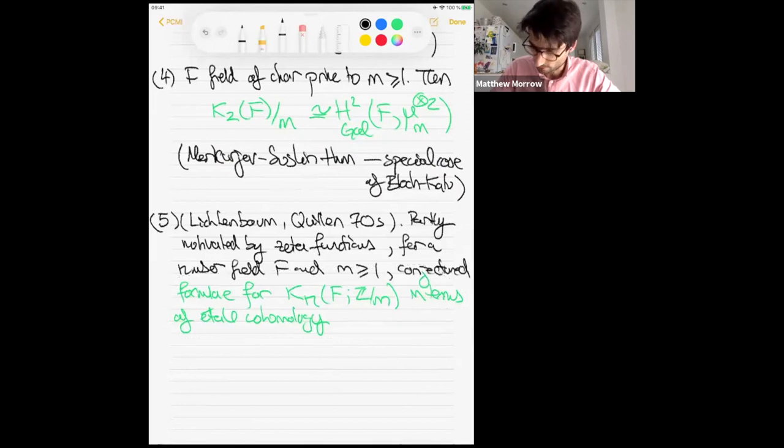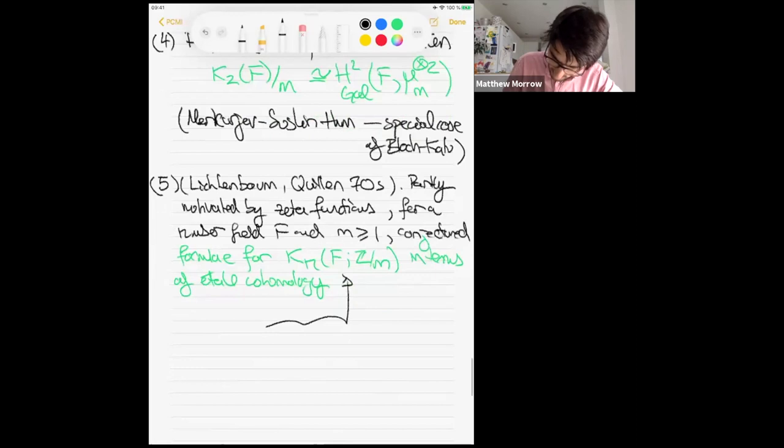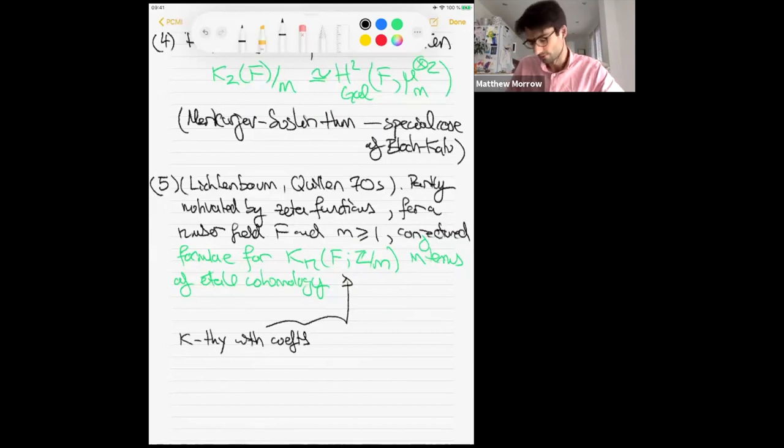Did I want to say anything else? I wanted to make a quick remark on K-theory with coefficients, because it's going to start appearing. So this is K-theory with coefficients. In the usual way, once you've got the K-theory spectrum, you can construct a mod M version of it, whose homotopy groups will then fit into short exact sequences as follows.